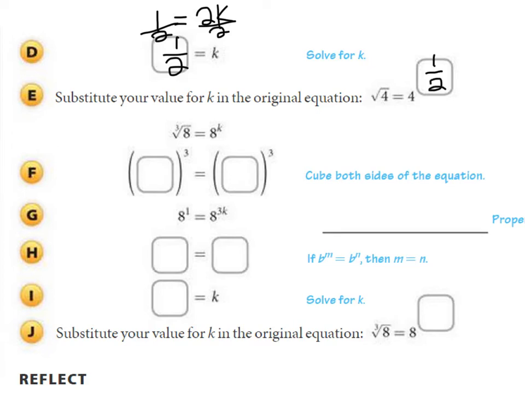Now let's try it with the cube root. So go ahead and walk through steps F, G, H, I, and J, and see if you notice a pattern in what you got for E and what you got for J. And then unpause the video when you're ready to check your steps.